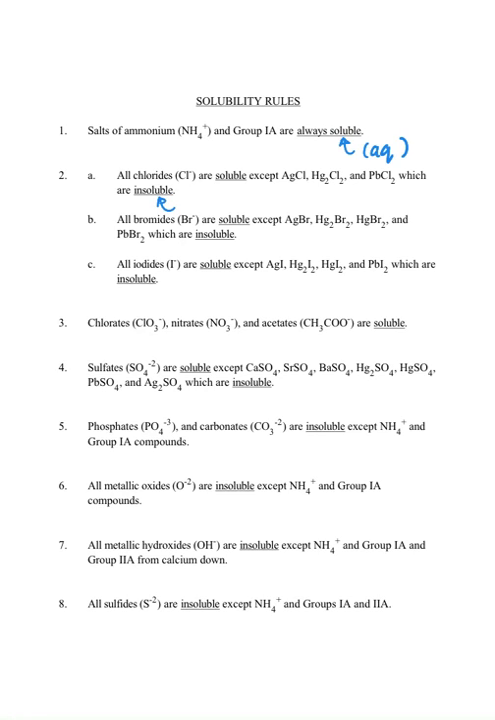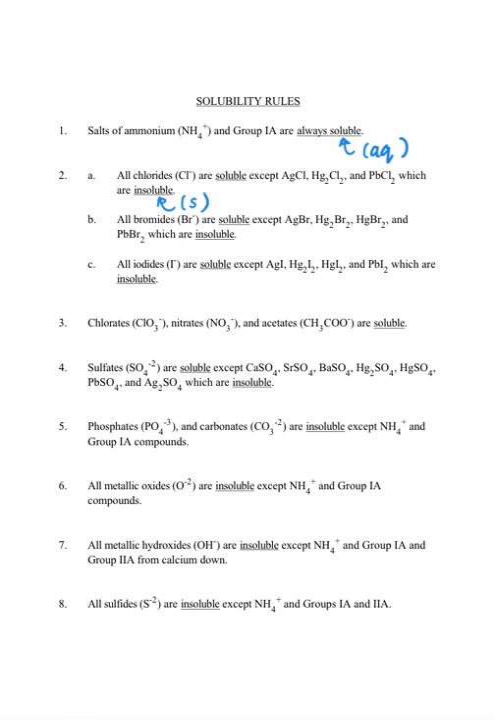Insoluble means that we'll label a substance solid. Item number 3 says that chlorates, nitrates, and acetates always make soluble ionic compounds, and I'll let you read down the rest of this list to investigate further. We'll refer back to this list as we move through the next few slides.